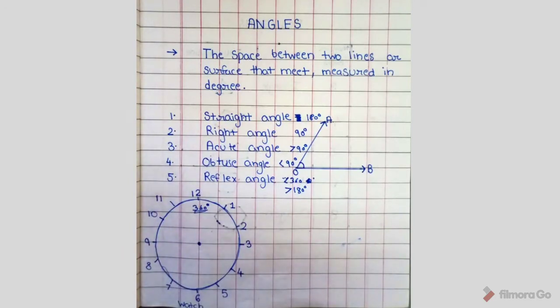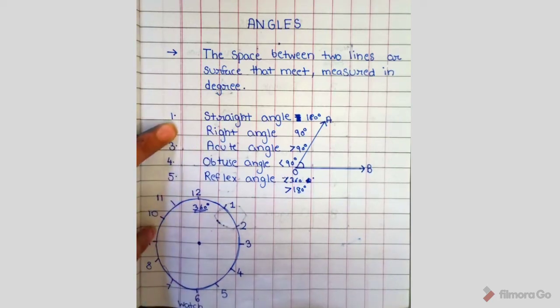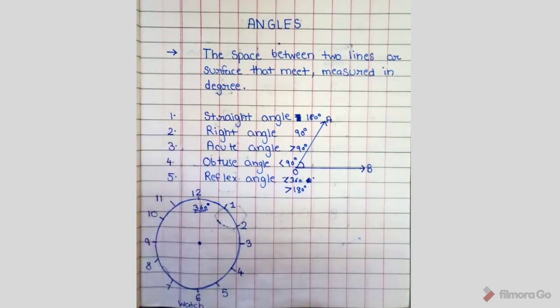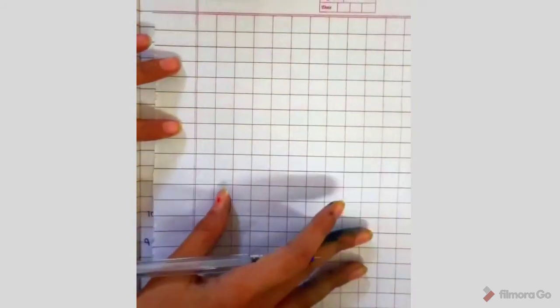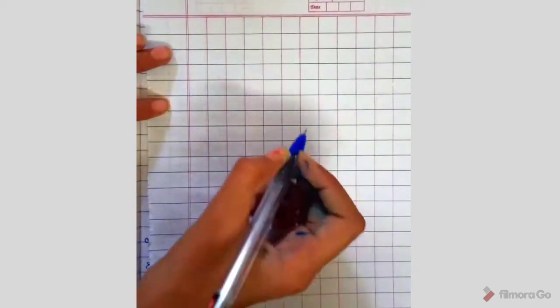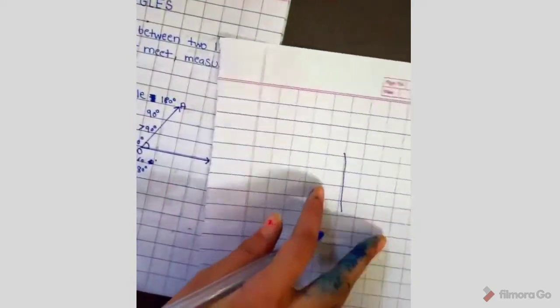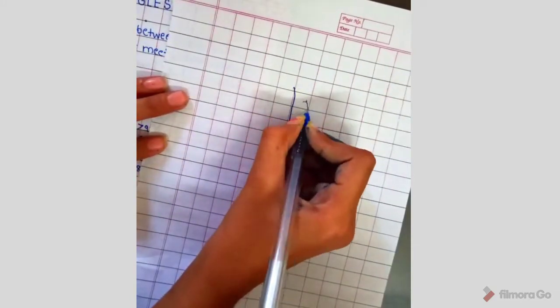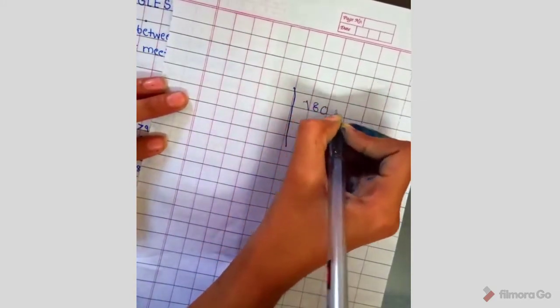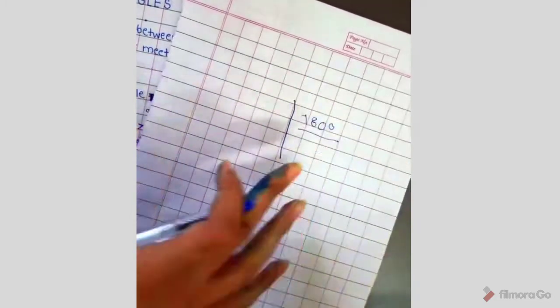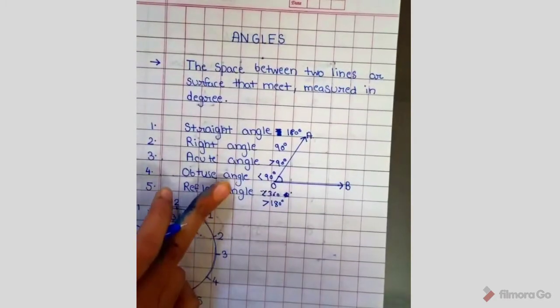What are these? First we discuss the straight angle. What is a straight angle? The angle of 180 degrees is a straight angle. Completely straight, 180 degrees. So exactly 180 degrees, and that's why it's known as the straight angle.